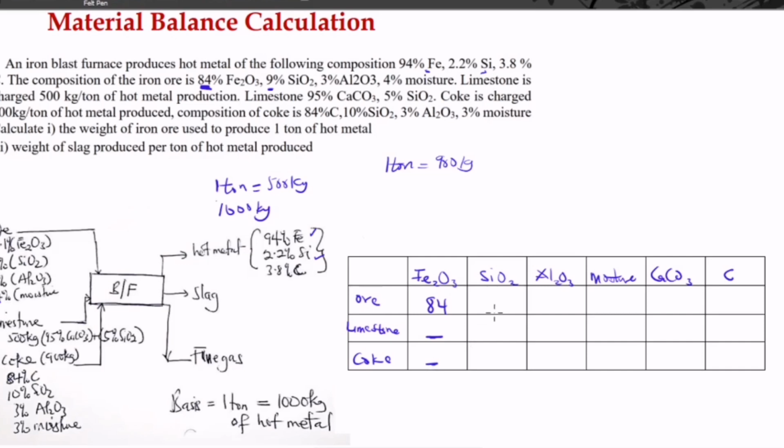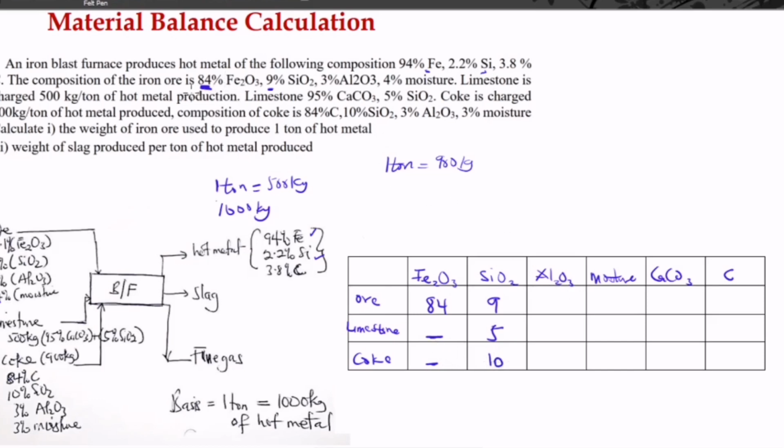Then we go to the silica. The silica, for the iron ore, we have 9% of it. For the limestone, does it have silica? Yeah, it has 5% of silica. And for the coke, it has 10%. Then we move on to the alumina.